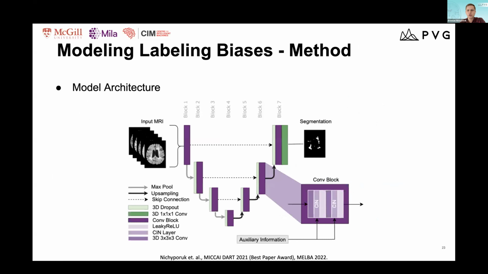So here's the model architecture. It's a standard UNet with a conditional instance norm layer, which means you have different instance norm parameters for each trial.